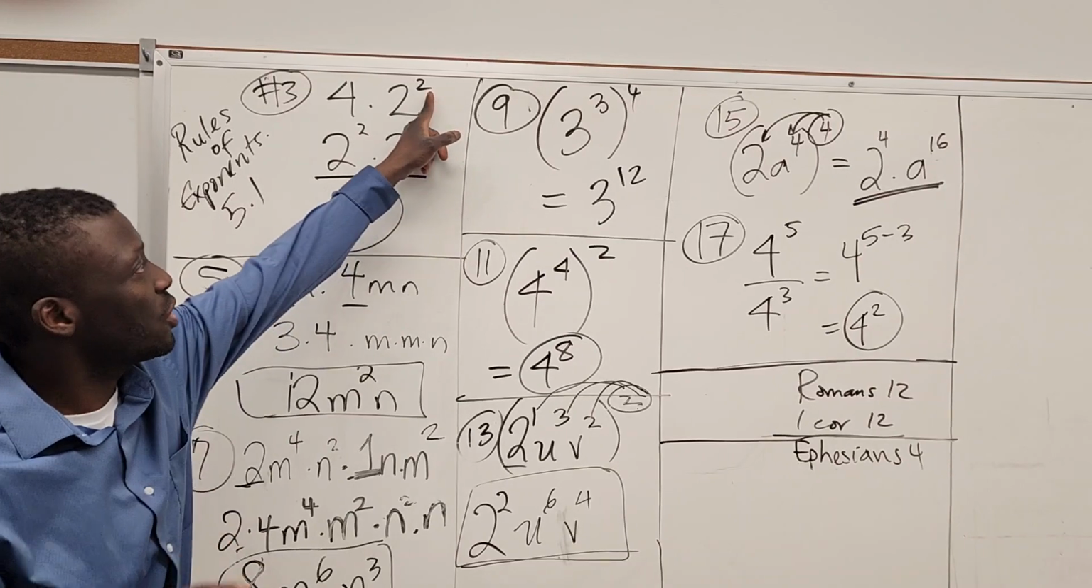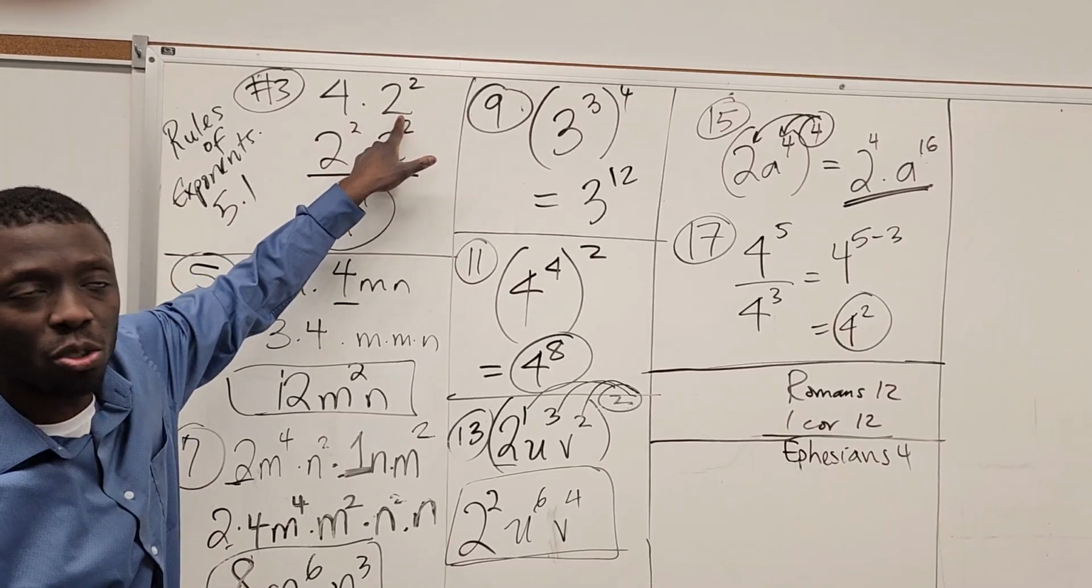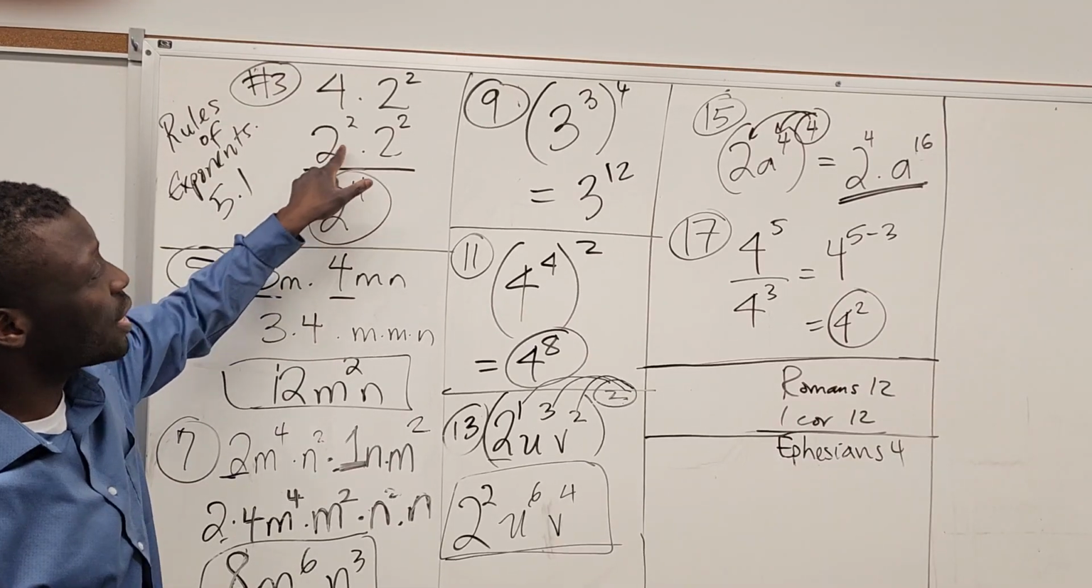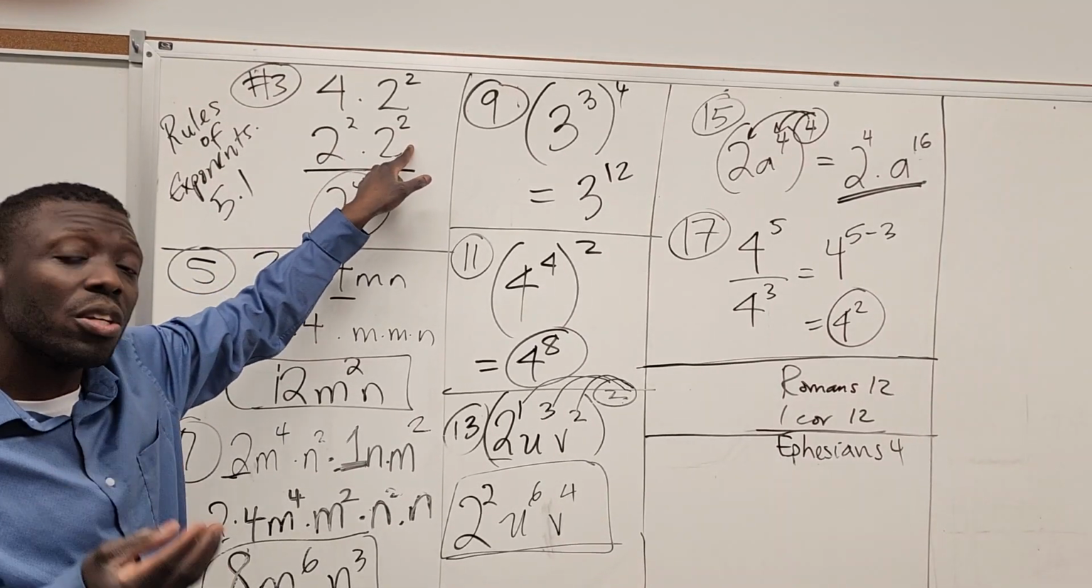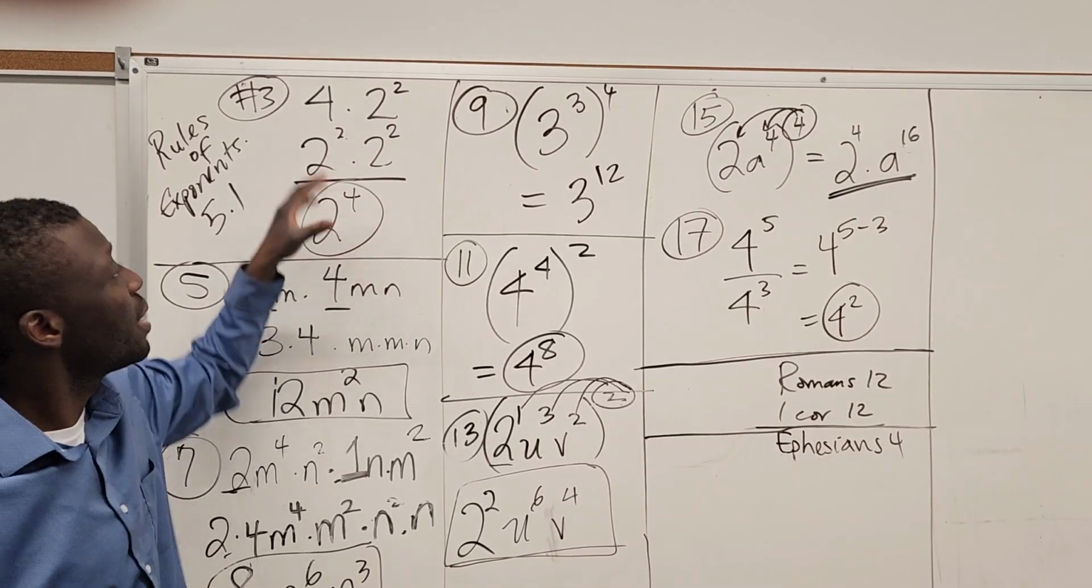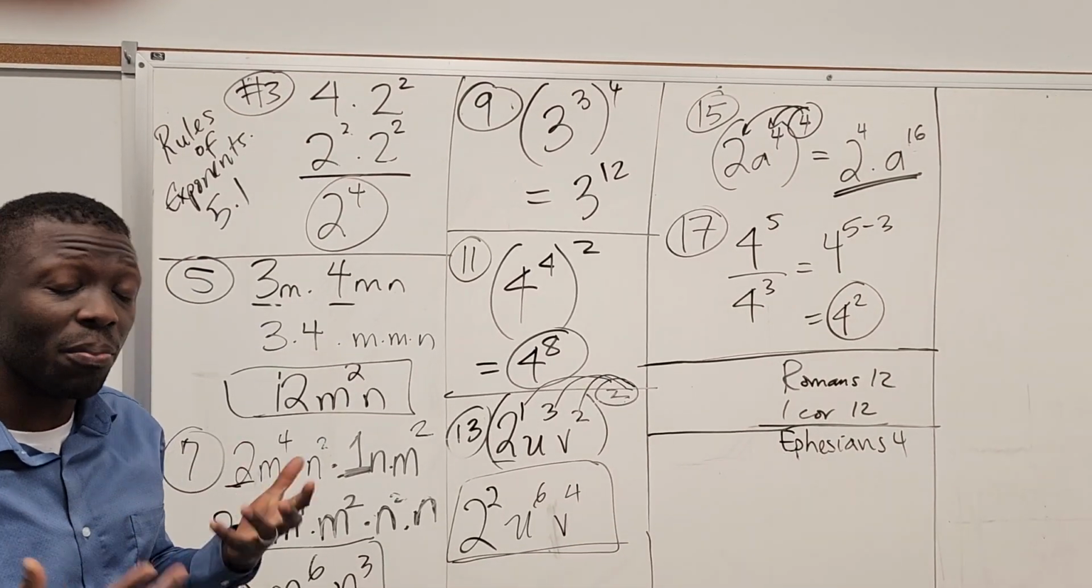See, the beauty of math is you can take a problem like this, 4 times 2 squared, you could change the 4 to 2 squared. So in this problem, it's basically 2 squared times 2 squared. According to the rules of exponents, you can add the powers, and that's why this becomes 2 to the 4th power. That's how we do number 3 from the practice problems.